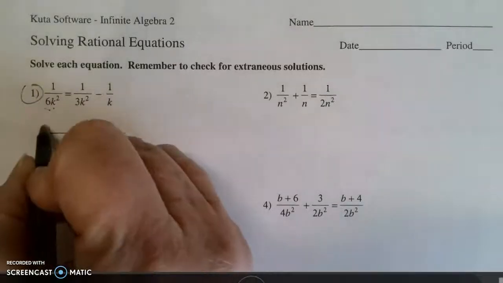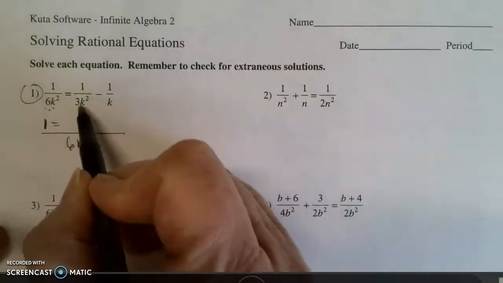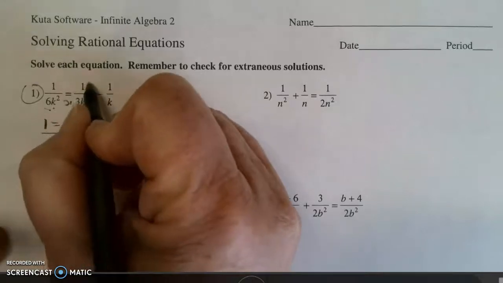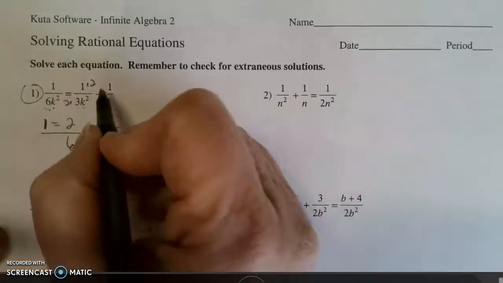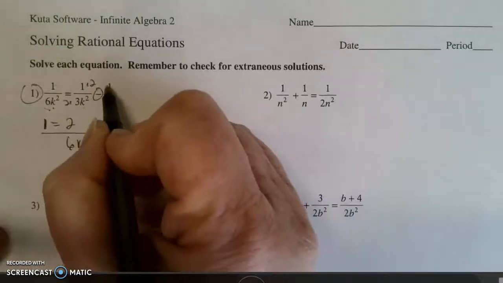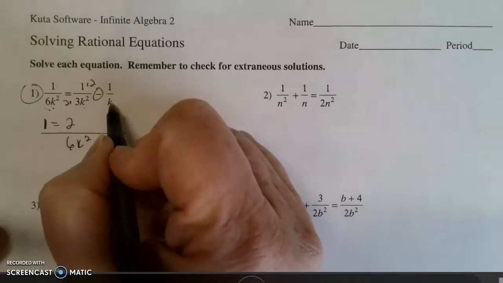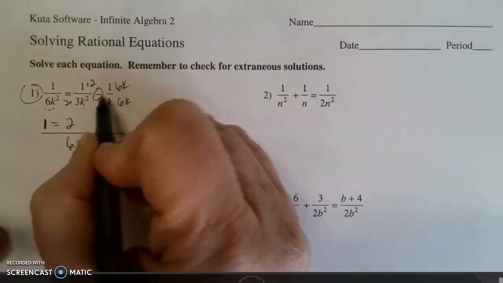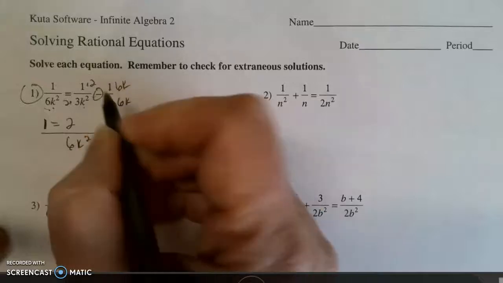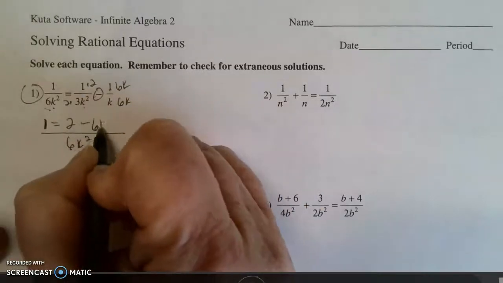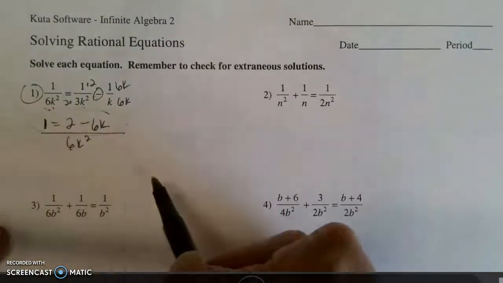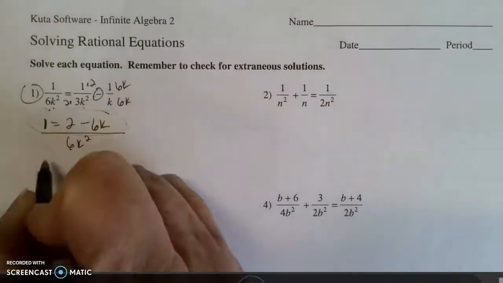So I've got 1 here is fine. In order to get 6k squared, I'm going to times by 2. And I've got this negative 1. In order to get 6k squared, I need a 6 and a k. So I have negative 1 times 6k is negative 6k. So now I just need to worry about the numerator and solve that.